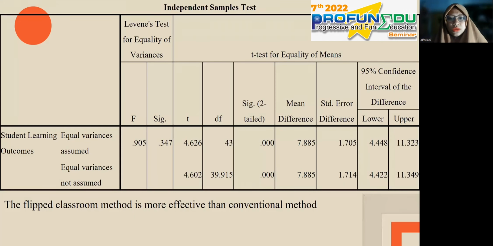Next, we see the significance value. The value is 0.000. It means that it is lower than 0.05. So it means there is an effect.